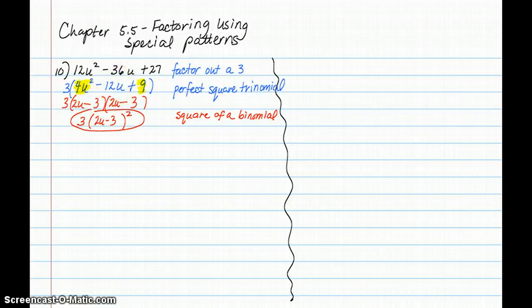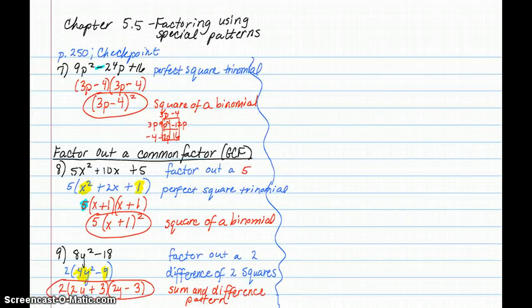Let me go up a page and talk about another perfect square trinomial. So here we have, let's do this one, number 7. So we have 3p and negative 4. We're going to multiply those 2 factors together. So 3p times negative 4 is negative 12p. You double it, it's negative 24p.